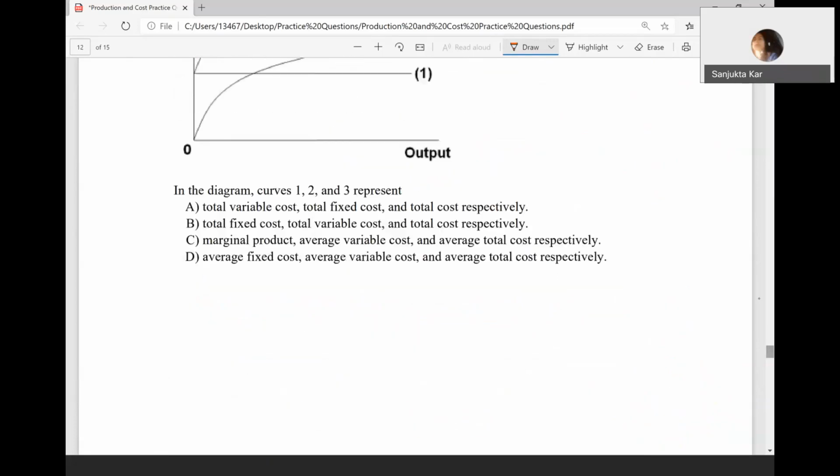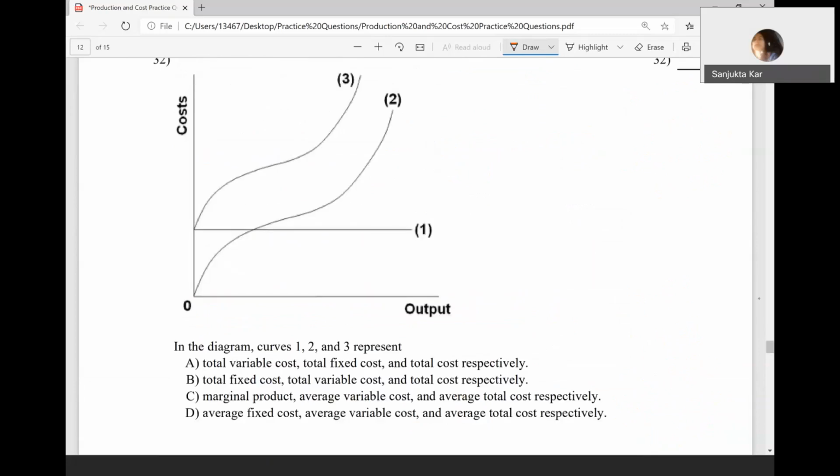Question 32, one of the graph questions. We have to identify which curve is representing which costs. We have output on the horizontal axis, costs on the vertical axis. Which one is curve 1? This one is going to be the total fixed cost. And this one stays the same. Let this be equal to $40. No matter how much output is produced, the total fixed cost is the same for all units of output.